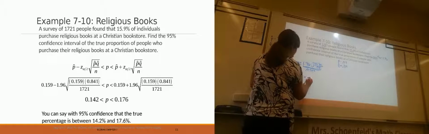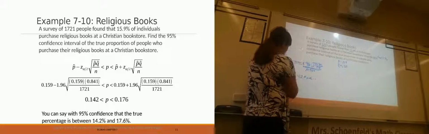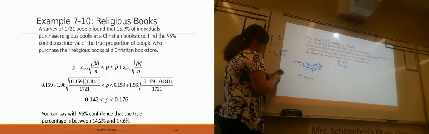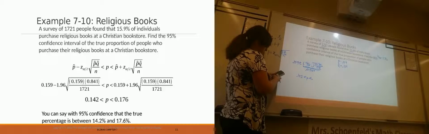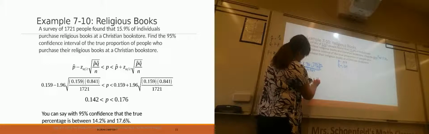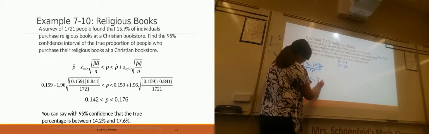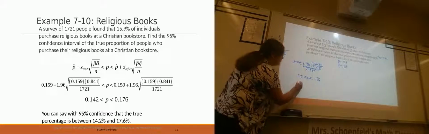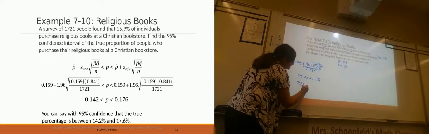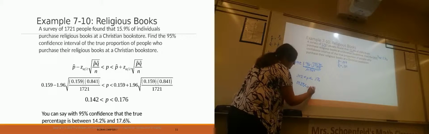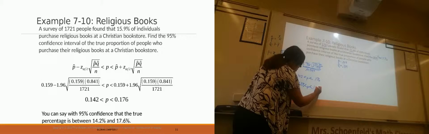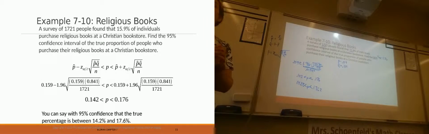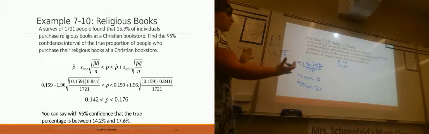That equals 0.142 is less than my actual population proportion. And then the same thing with the plus sign is 0.176. Change everything to percentages. 14.2% is less than p is less than 17.6%. Okay, so this is a larger gap than the last one.